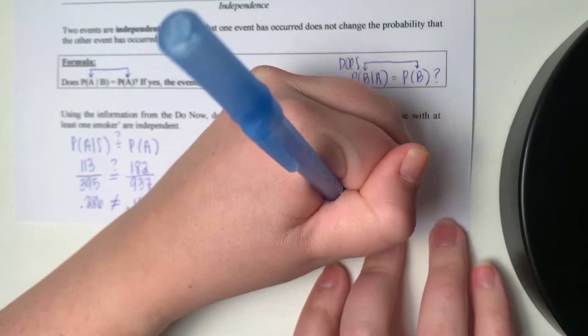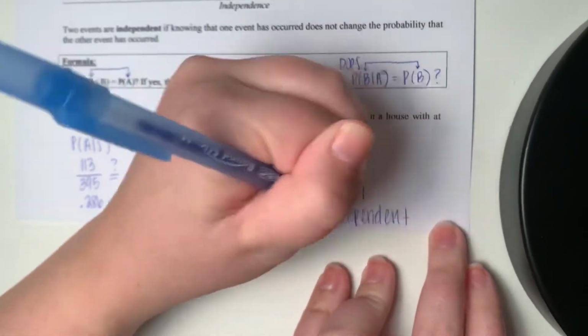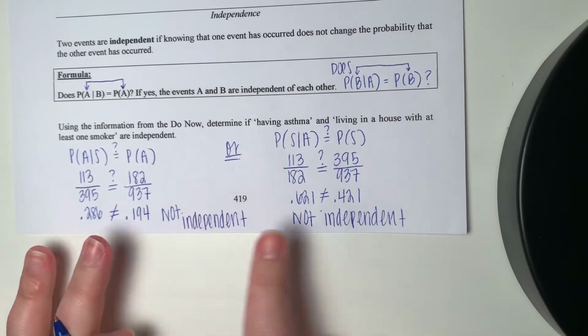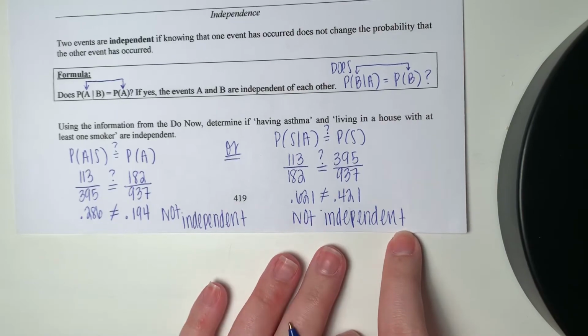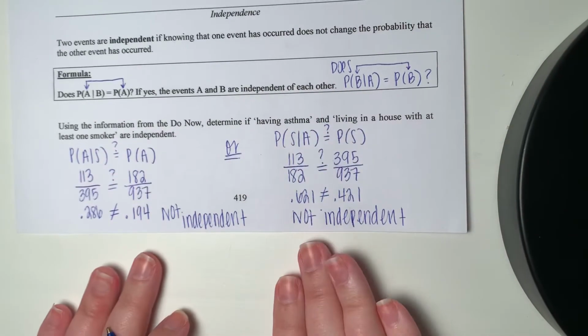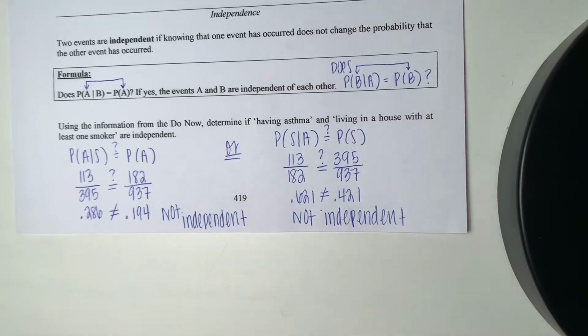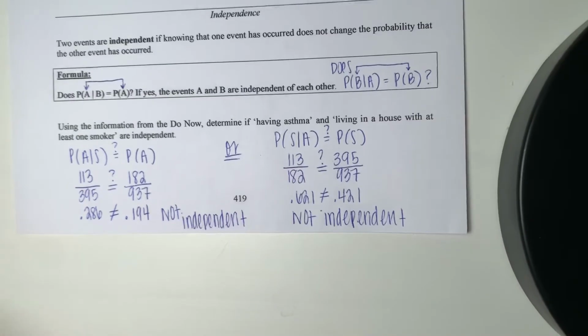And both of these obviously should match up. If you get not independent going this way, you should also get not independent going this way. It does not matter which way you do it. Both ways are valid. So that is not an issue.